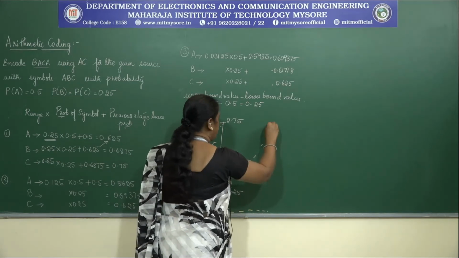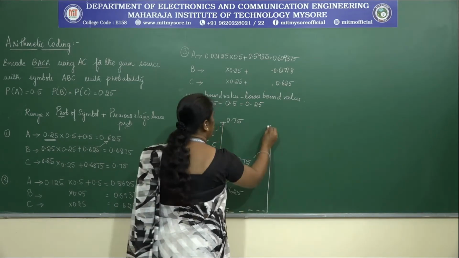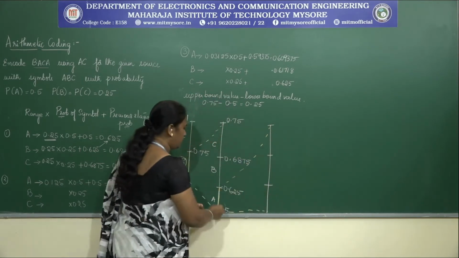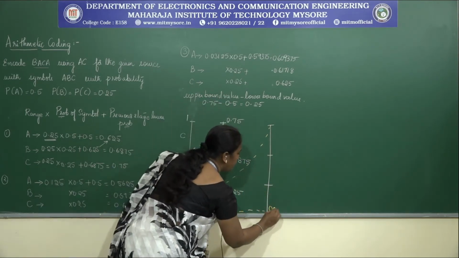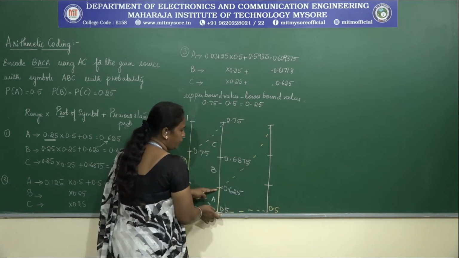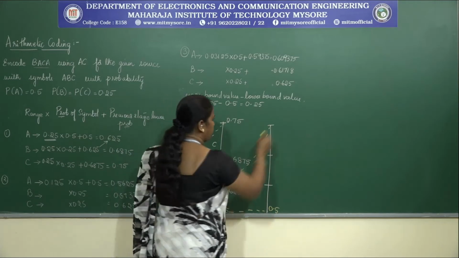So this is your... so what is the value of A? This is 0.5. So what is the range? It varies from 0.5 to 0.625.